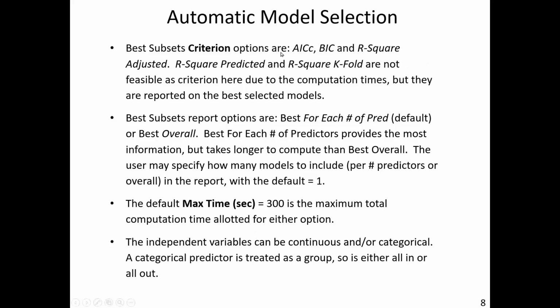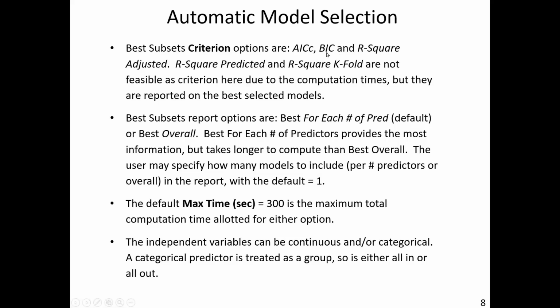So the criterion options for best subsets include AICC, BIC, and R-square adjusted. Now, because of the computation times, because you're literally doing millions of possible calculations, we cannot use R-square predicted or R-square k-fold.